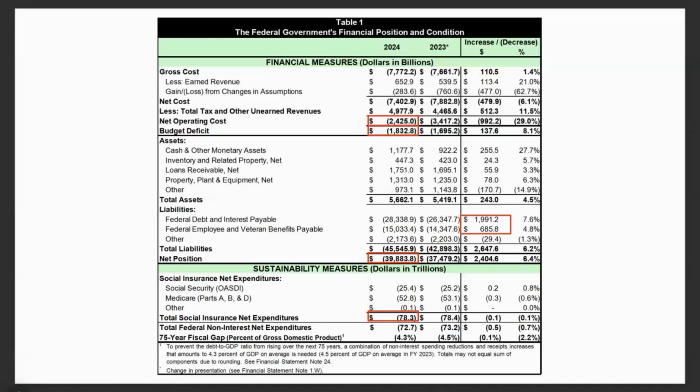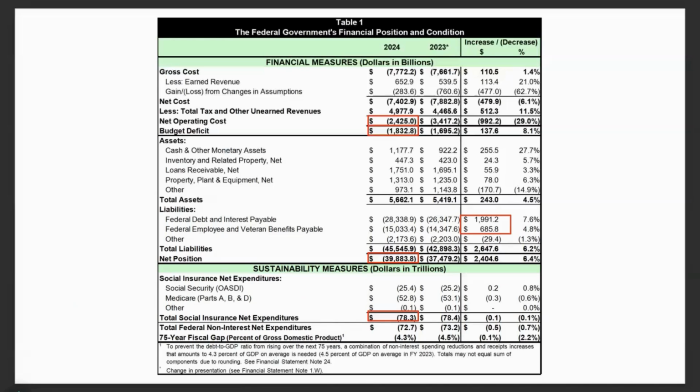So the country's total liabilities are 45.5 trillion, and our net position, when you net the assets, is 39.883 trillion. So we'll round that to 40 trillion and keep that $40 trillion net position in mind as we go further into this talk.